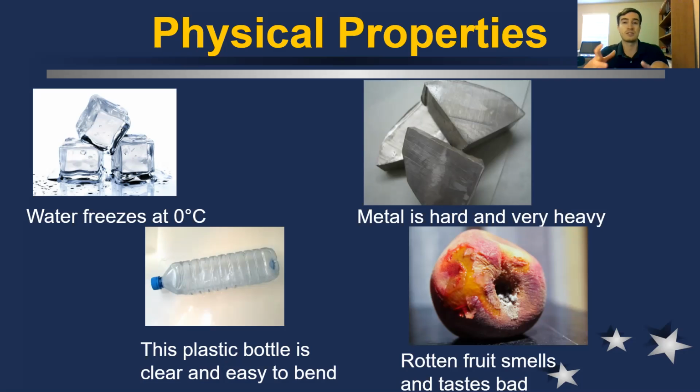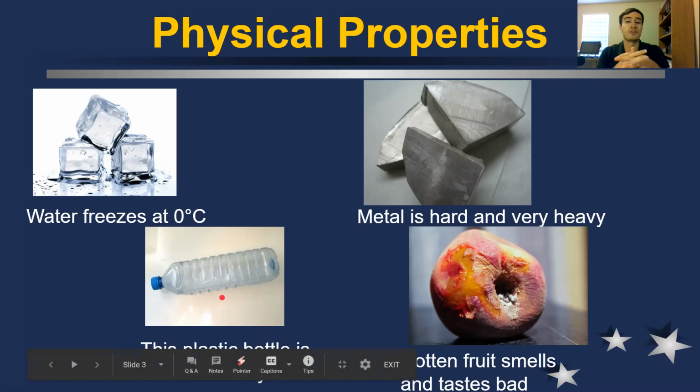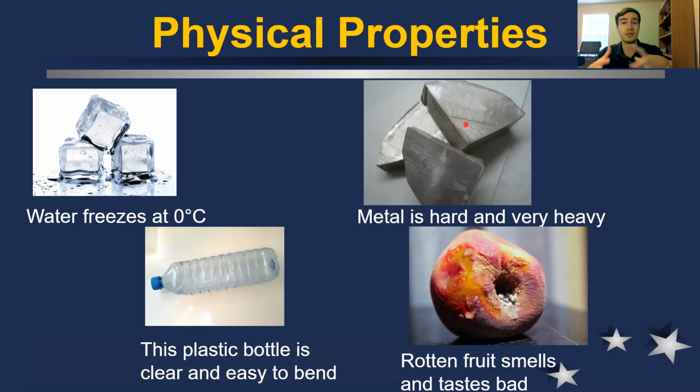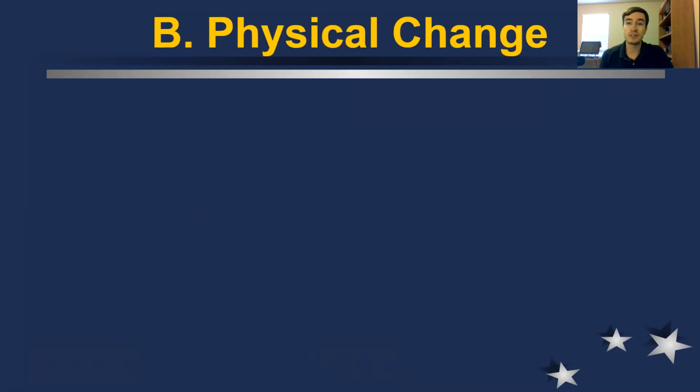So when we take some matter and change up how it looks, say we squish down this water bottle really small, or we break this big sheet of metal into a bunch of chunks and pieces, when that happens, it goes through something called a physical change.